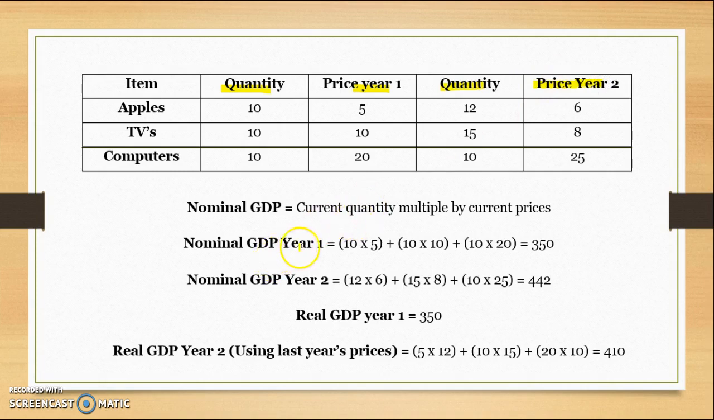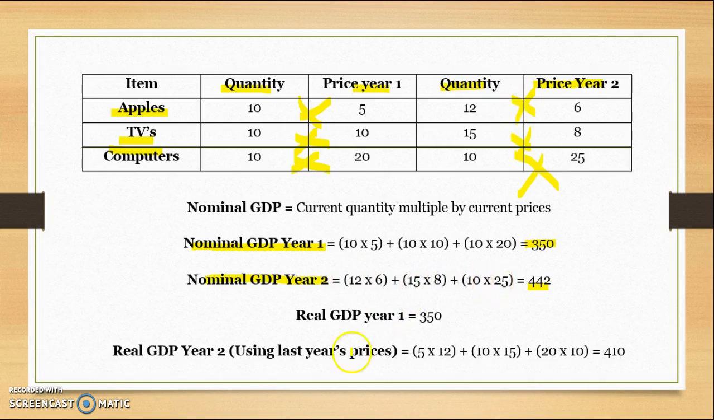So to calculate nominal GDP in year 1, all we need to do is multiply the prices by the quantities for each of these 3 items, which is apples, TVs and computers. And to work out nominal GDP in year 2, we just do the same thing using the quantities in year 2 and the prices in year 2. So you do 10 times 5 plus 10 times 10 plus 10 times 20, which gives you 350 for your nominal GDP in year 1, and it'll be 442 in year 2, which is 12 times 6 plus 15 times 8 plus 10 times 25.